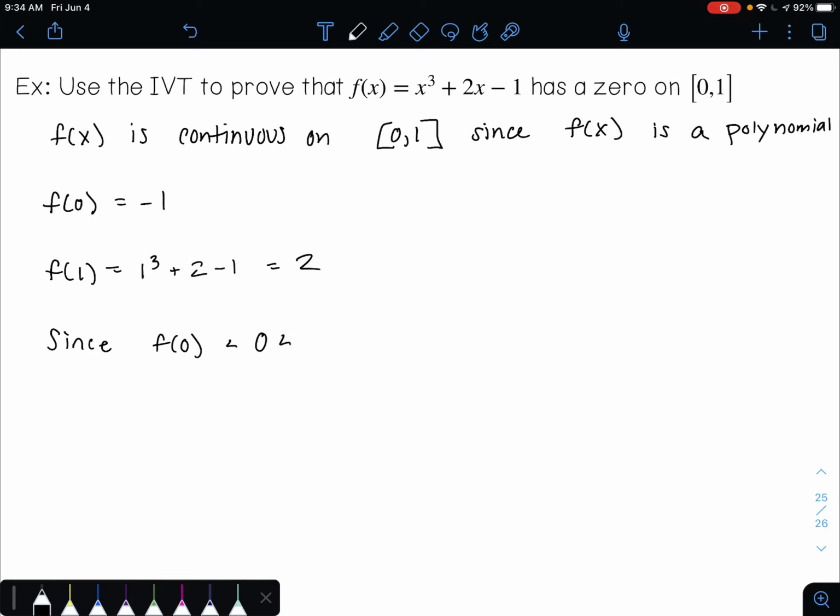All right, so since f of 0 is less than 0, which is less than f of 1, we're looking for a 0. So 0 is between the y values of our endpoints, and f of x is continuous.